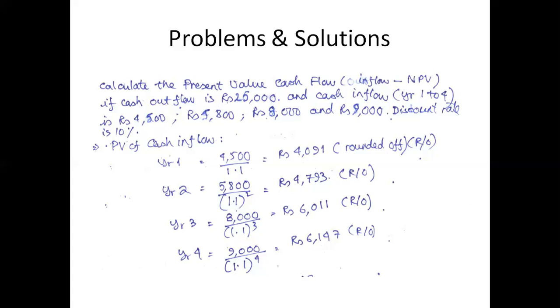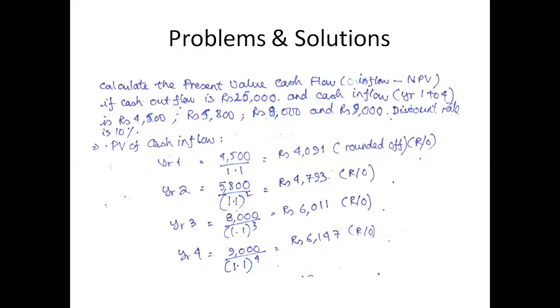Now, year 0 here means the year in which the investment is made. So we have got year 1 as the first year that the cash inflow takes place. That is 4,500 divided by 1.1, that is rupees 4091. Now I have rounded off to the nearest decimal, and this RO means rounded off, the short form for rounded off. Now for year 2, we have 5,800 divided by 1.1 square. Because this is the second year and the value decreases still, we get 4793 as the cash inflow for the second year in terms of this year.